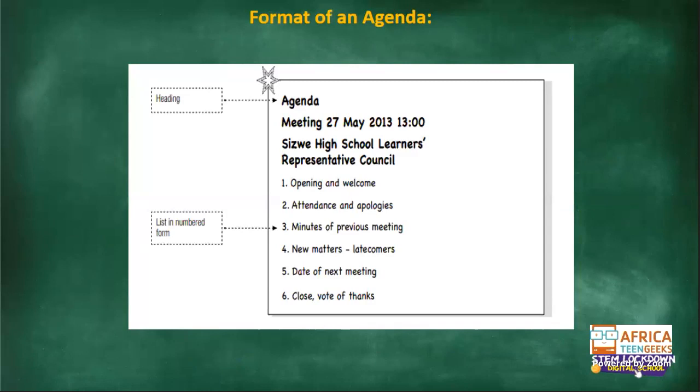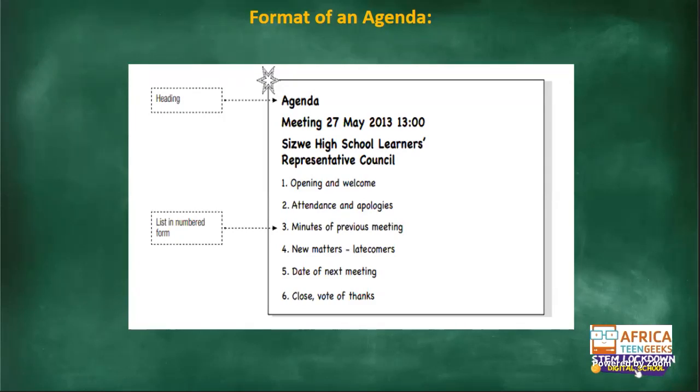The meeting number will go immediately after the word meeting, after your heading. So you'll have your heading first, agenda, then meeting number 2, then you'd write down the date and the time. Your meeting doesn't necessarily have to have a number, by the way. You can just say meeting, write down the date, write down the time, just like we have in the example here. Right, let's go back to our numbered list. I did say attendance and apologies. You write down all of the names of the people who will be attending the meeting and all of the names of the people who will not be attending the meeting.